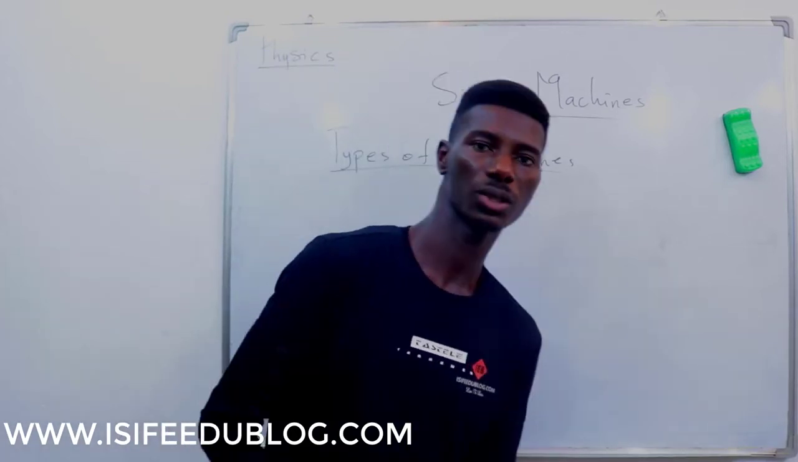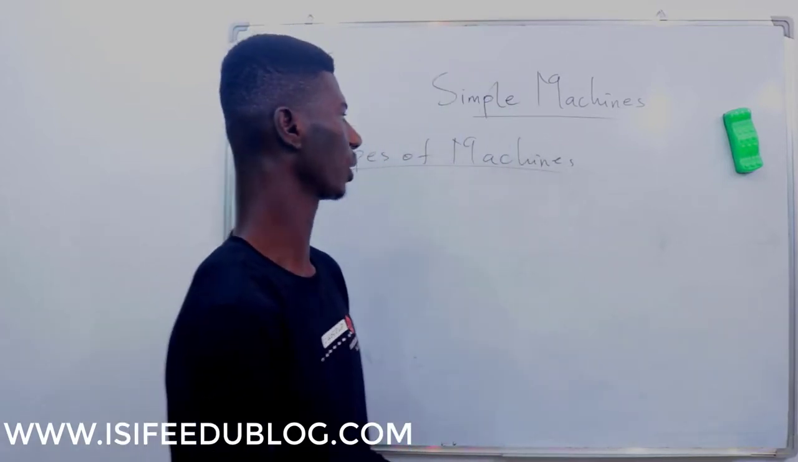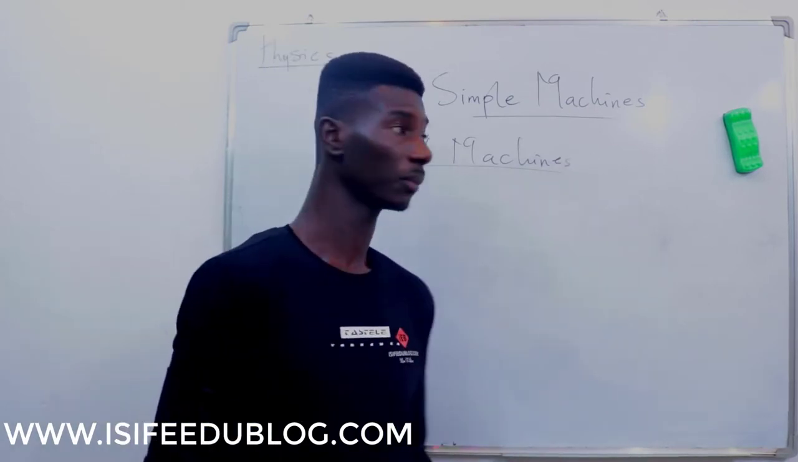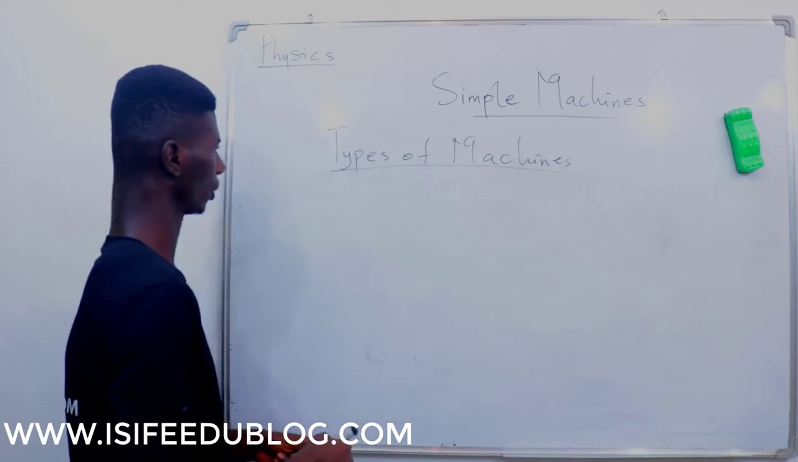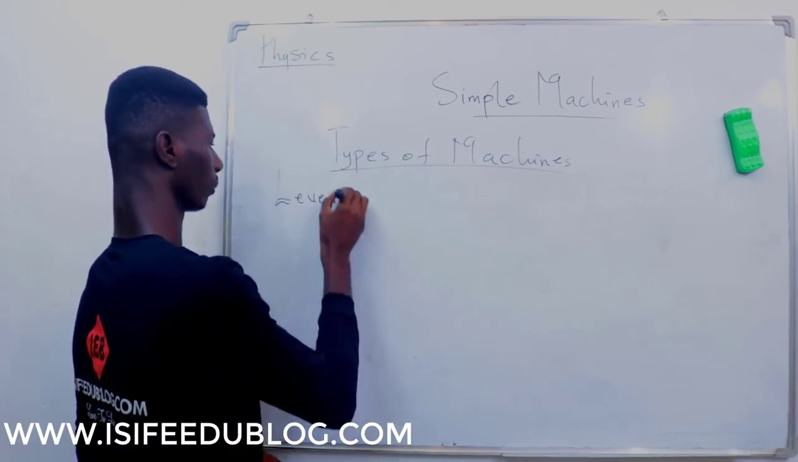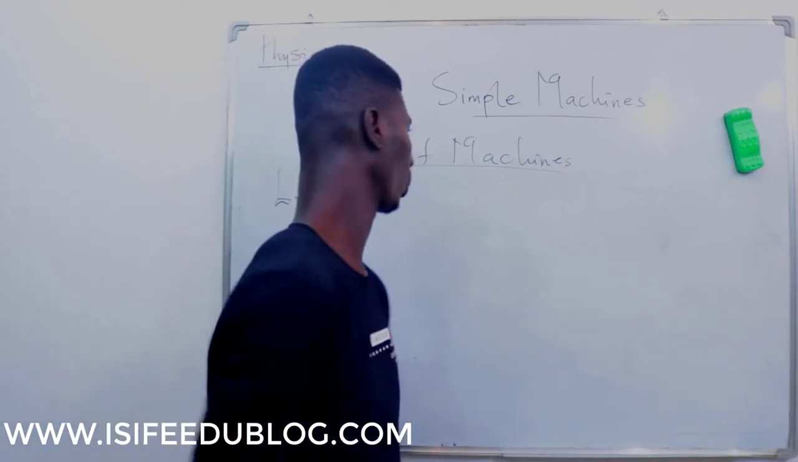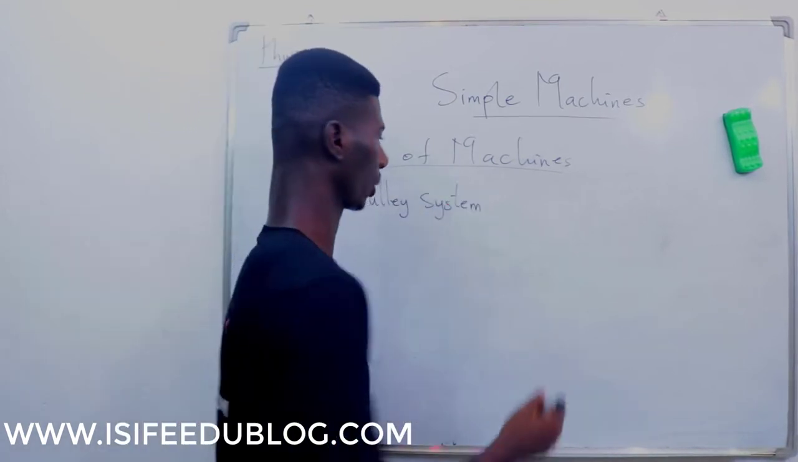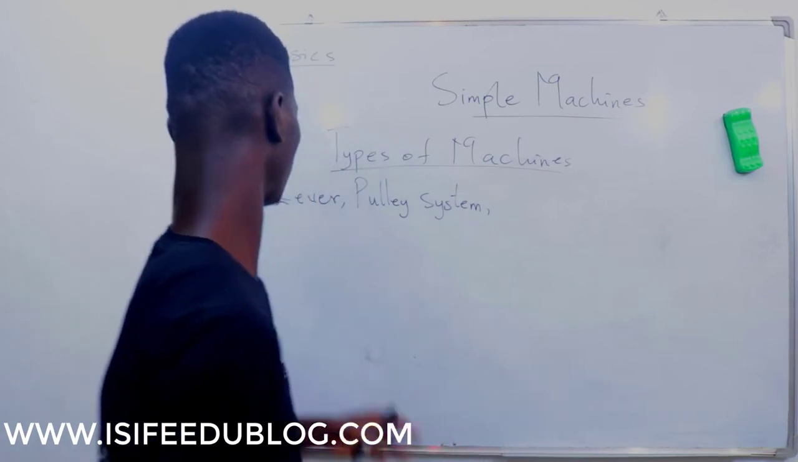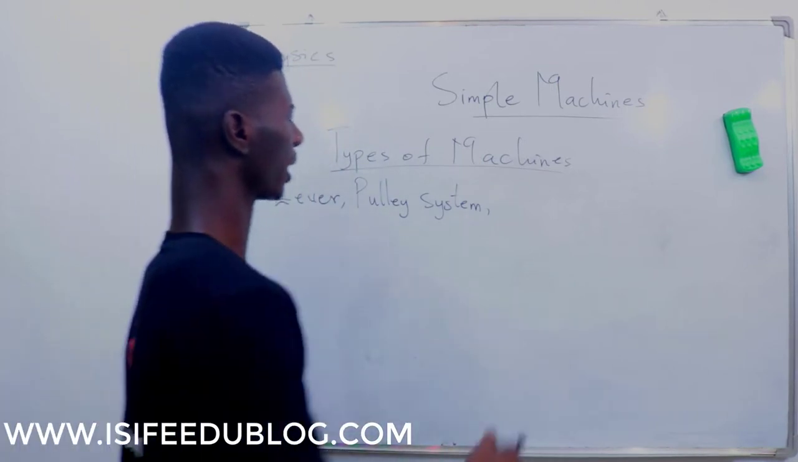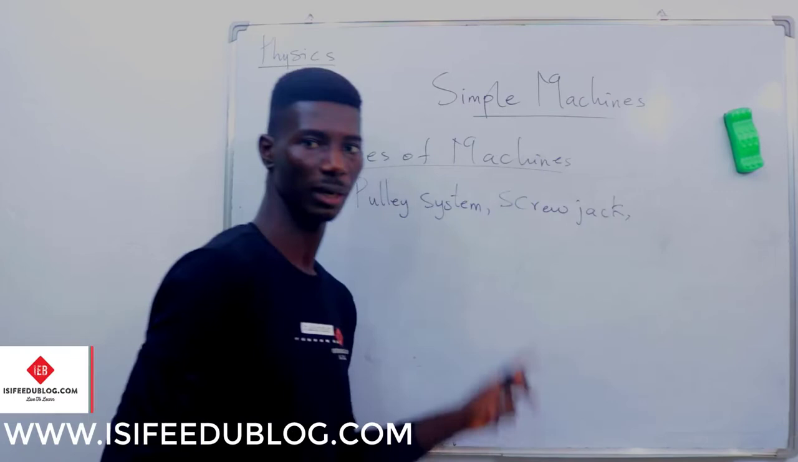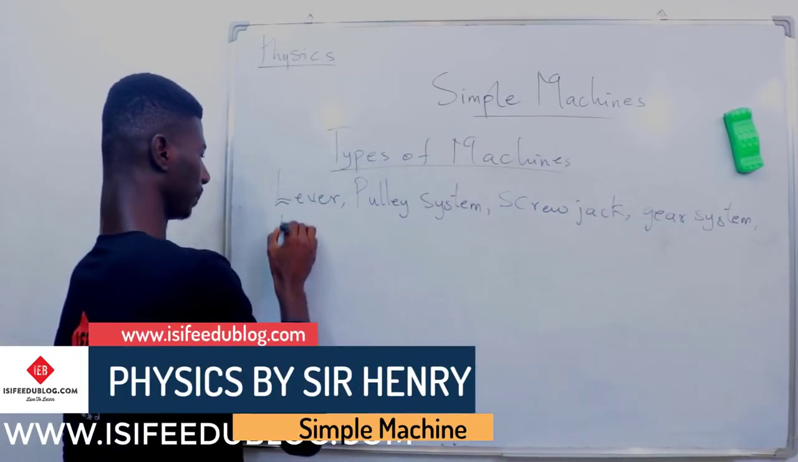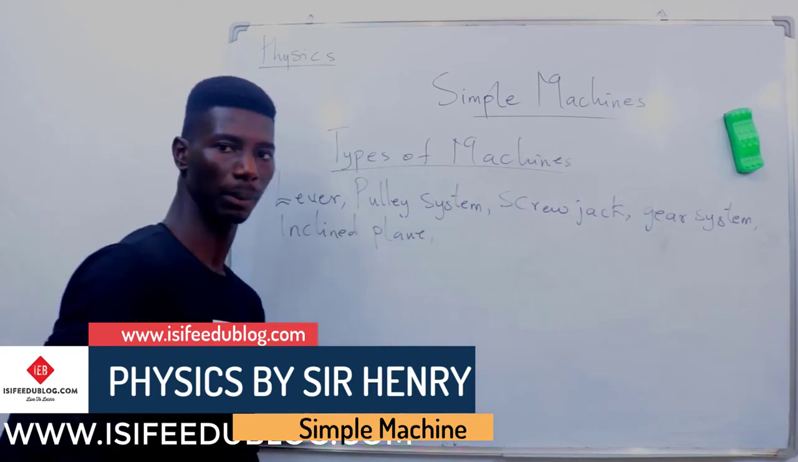Okay, so we are into the types of machines, and we are going to treat the different types of machines we have. There are so many of them. The first one is the lever. We are going to treat the lever. We have the pulley system, that is tackle and pulley. We also have the screw jack, the gear system, and the inclined plane.